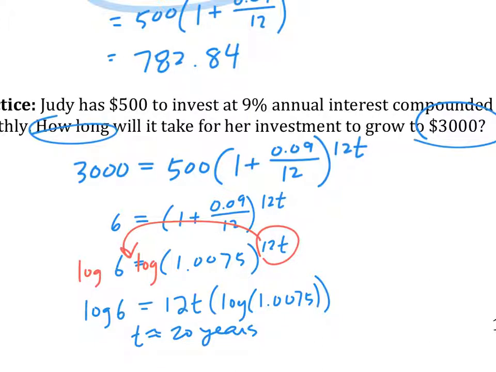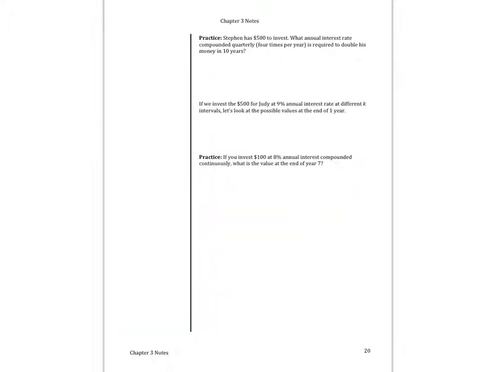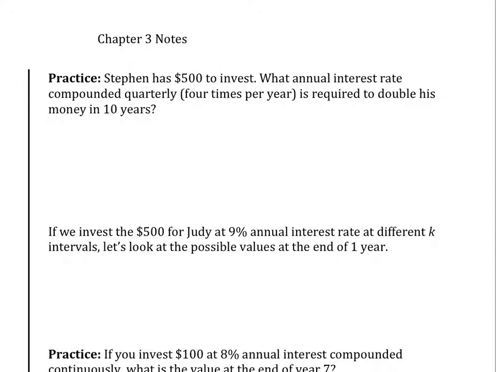All right, let's look at a few more practice. Stephen has $500 to invest. What annual interest rate, compounded quarterly, that is 4 times a year, is required to double his money in 10 years? All right, again, we need to pick an equation, right? 1, 2, or 3. Which one? 2. Still 2. Okay, so let's write this out. A is equal to P times 1 plus R over K to the KT. All right, we need to put everything we know into the equation so we can solve.